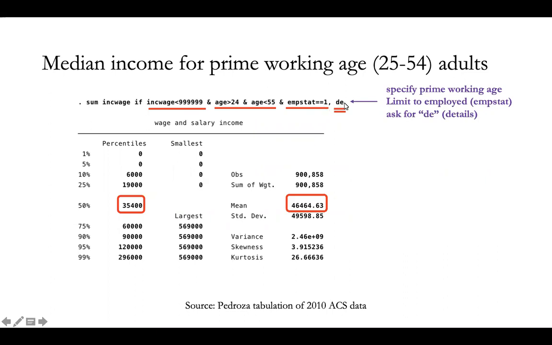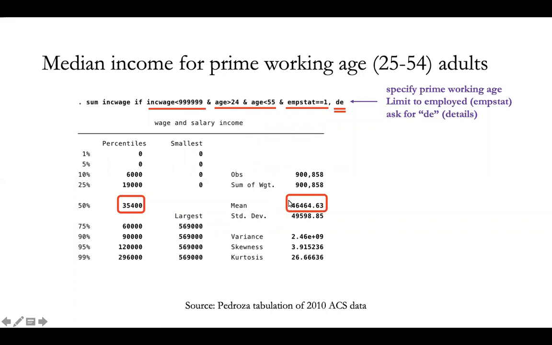Comma DE. This is going to tell Stata that we don't just want to see the mean and a minimum and maximum value. We want to see all of this detail that you see in this output. And DE stands for details. And that's what we get. We're going to get all of this detail.